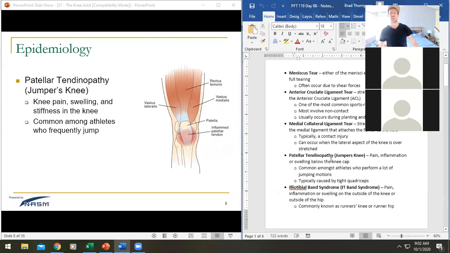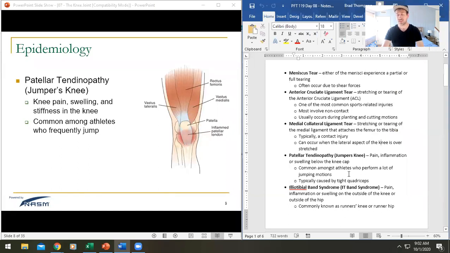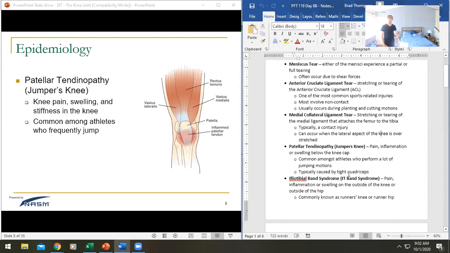If you've ever gotten an achy pain sensation below your kneecap, right in here, that's often what we refer to as patellar tendinopathy. They call it jumper's knee. It's really common in basketball players. And sometimes it's as simple as just losing flexibility in your quadriceps.